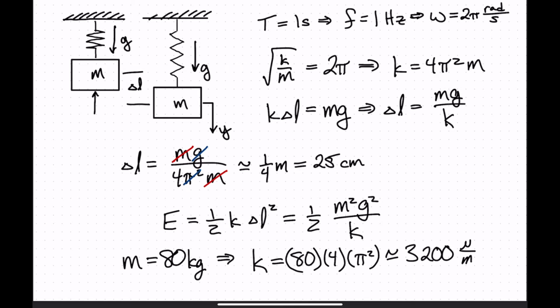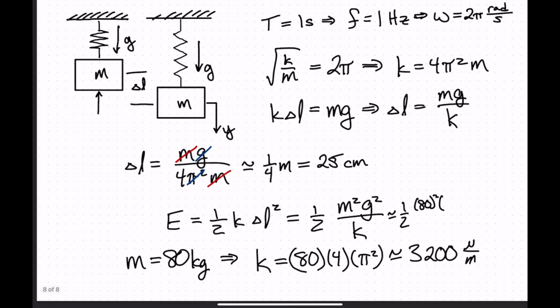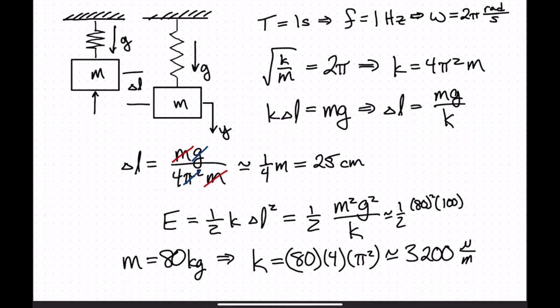We then can get an approximation for the energy stored. So we have 1/2 times 80 squared times, we'll say g squared is roughly 100, over 3,200. Now this cancels with those two zeros. 80 squared is 6,400. So we get 6,400 divided by 64. And that is simply 100 joules of energy, which is actually not a lot. A joule is a watt second. This is how much energy a 100-watt light bulb would use in 1 second.